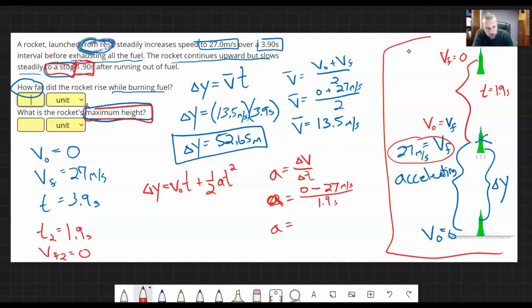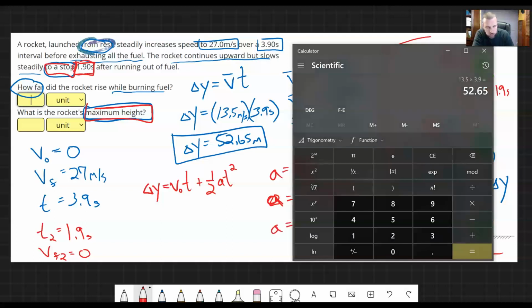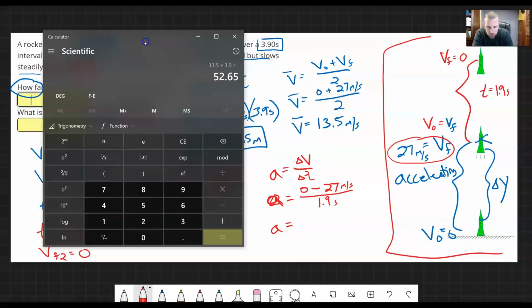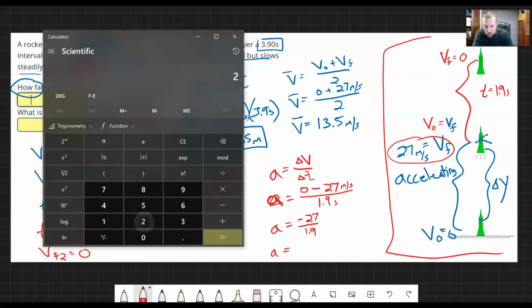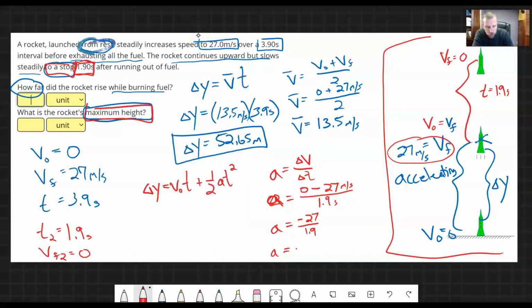So my acceleration is, where's my calculator? All right, so that would be negative 27 over 1.9. It's 0 minus 27, always final velocity minus initial. 27 divided by 1.9 gives me about negative 14.21 meters per second per second.